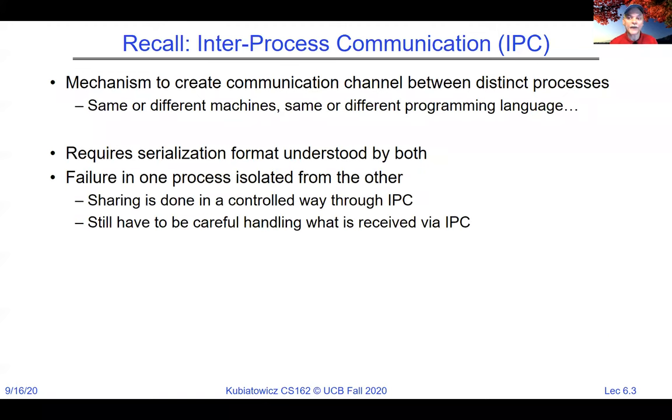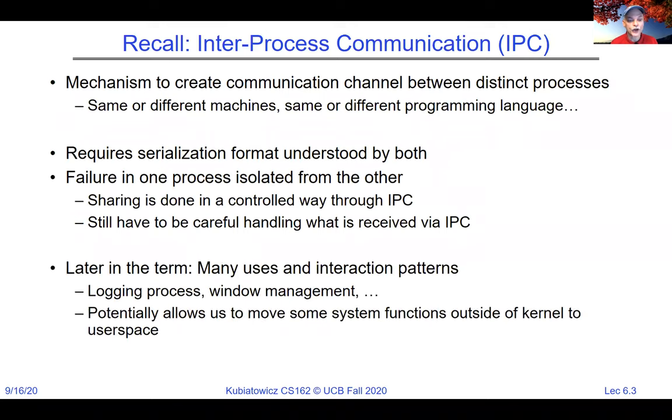One good thing about having processes rather than combining everything into one process is you can have failure isolation. That can get interesting. We'll talk more about that later in the term. And there's many uses and interaction patterns here. Once you have processes possibly spreading across the network, and then you combine them together, you can do all sorts of interesting things. And toward the end of the term, we're going to even talk about peer-to-peer style communications and cloud communications as well.